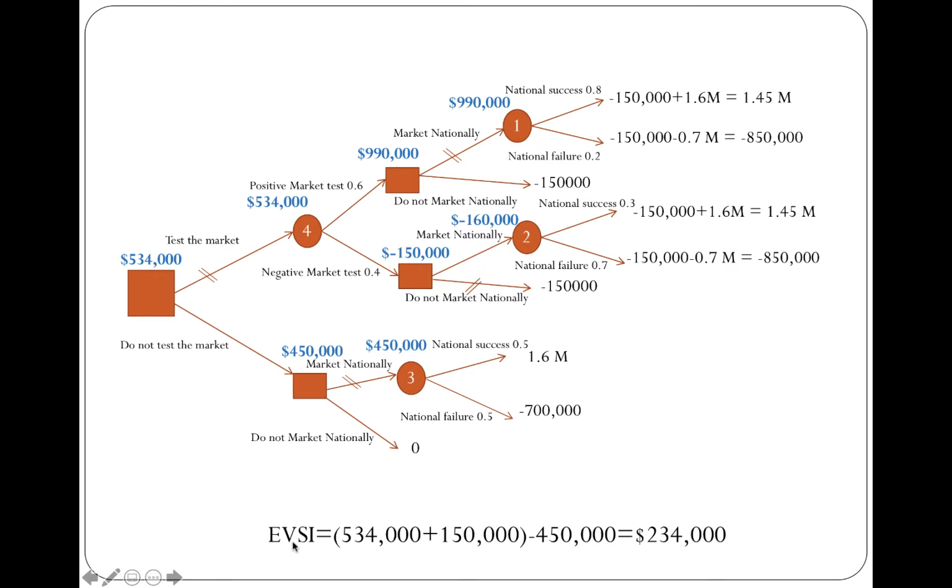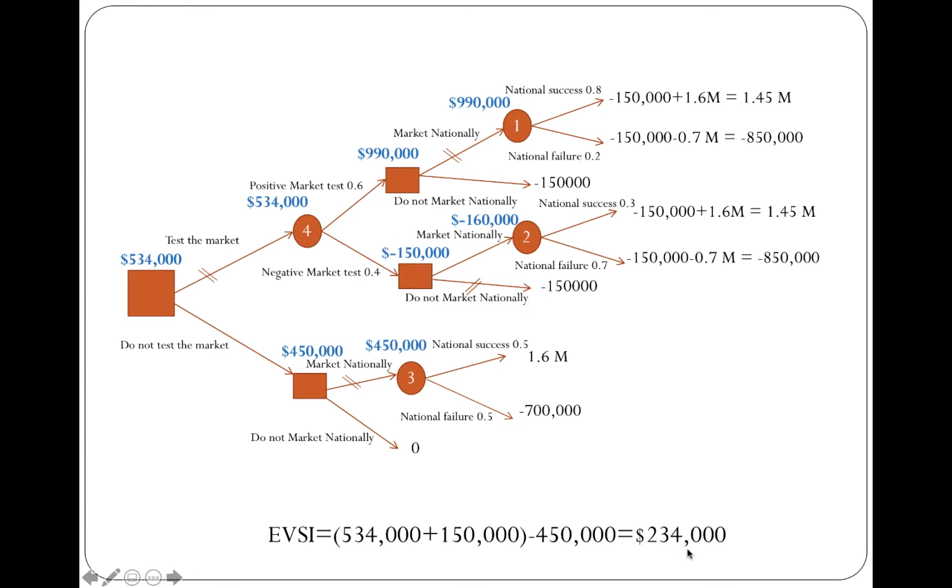And now we are going to calculate the expected value of sample information. If you remember, for calculating the expected value of sample information, we always calculate the value of the decision if we do the market test, but we are not paying anything for the market test. That's why I added $150,000 here, because the total would be the value of doing the market test but not paying anything for it. And then I deduct the value of the decision in which we are not doing any market test, and the result is $234,000. What does this value mean?